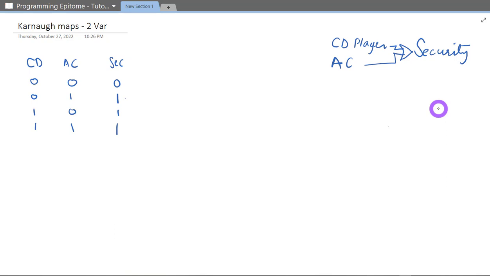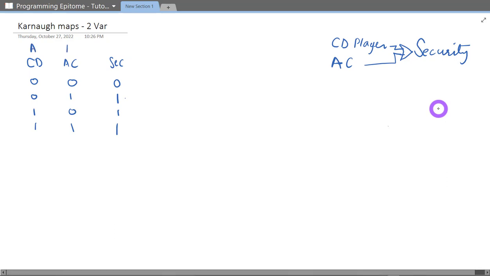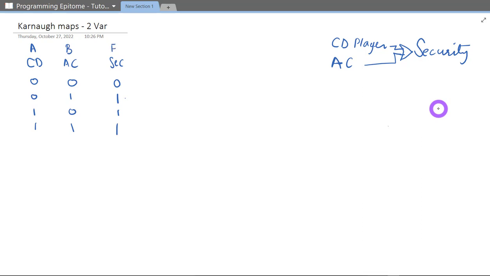Now let's quickly write the min terms from this truth table. I'm going to call this variable A, this variable B, and this output F. I'm going to quickly write the min terms and then I'll explain how I wrote them. The min terms for this truth table are A bar B plus A B bar plus A B.